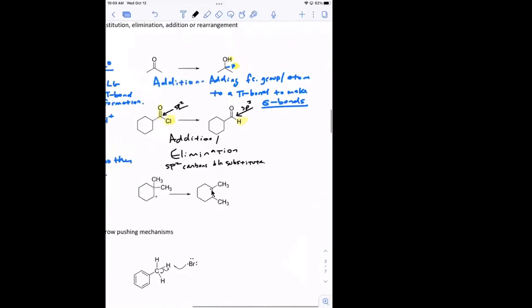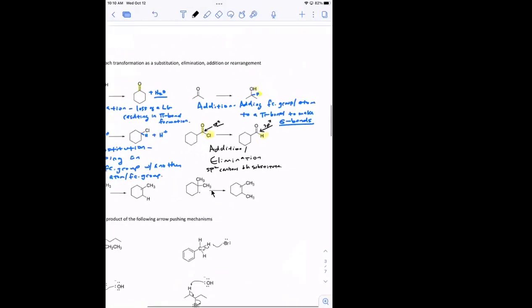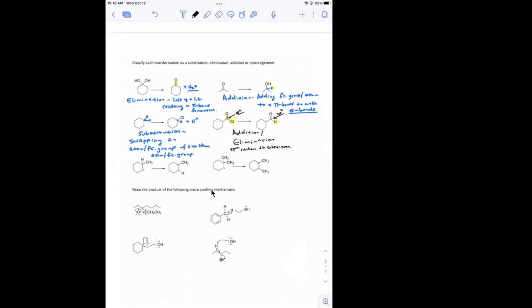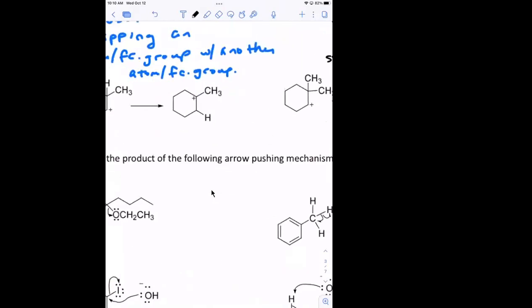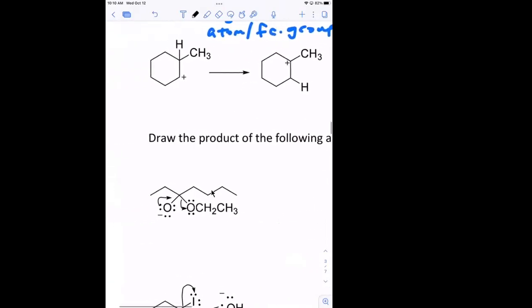In that case, what you could do is add some hydrogen source and then eliminate to kick off chlorine. I don't want to get into the mechanisms just yet because we're going to look at some examples down below. So now we have substitution, elimination, addition, and then the other type of reaction I'm going to cover is what we call a rearrangement.